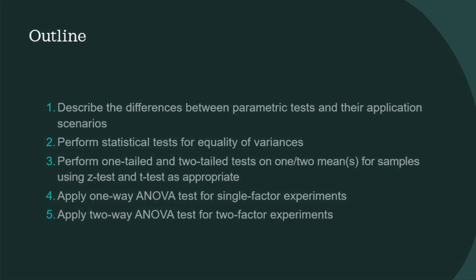Describe the differences between parametric tests and their application scenarios. 2. Perform statistical tests for equality of variances. 3. Perform one-tailed and two-tailed tests on 1-2 means for samples using z-test and t-test as appropriate. 4. Apply one-way ANOVA test for single-factor experiments. And 5. Apply two-way ANOVA test for two-factor experiments.